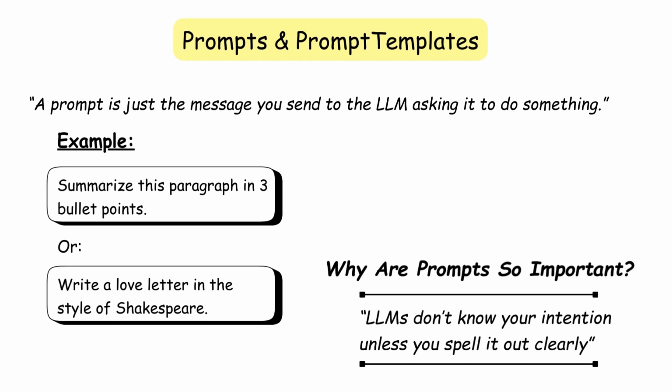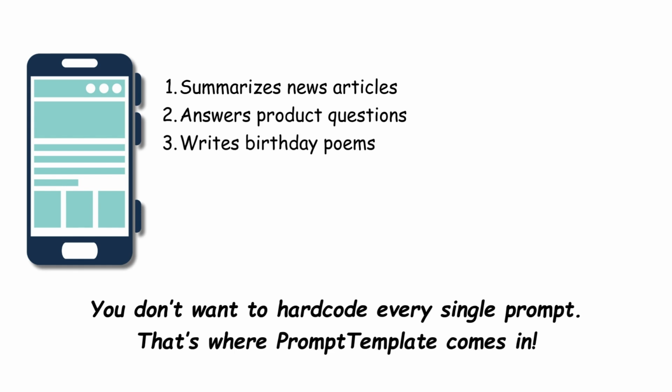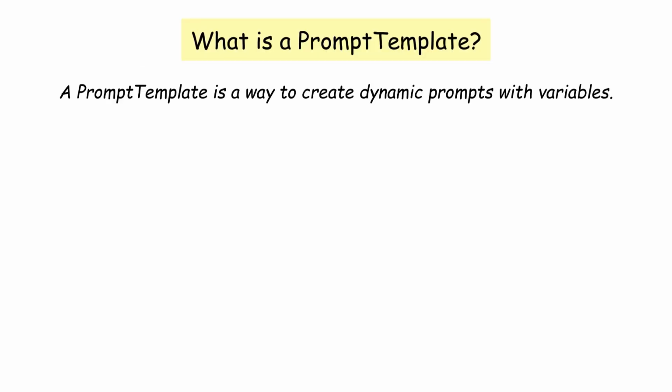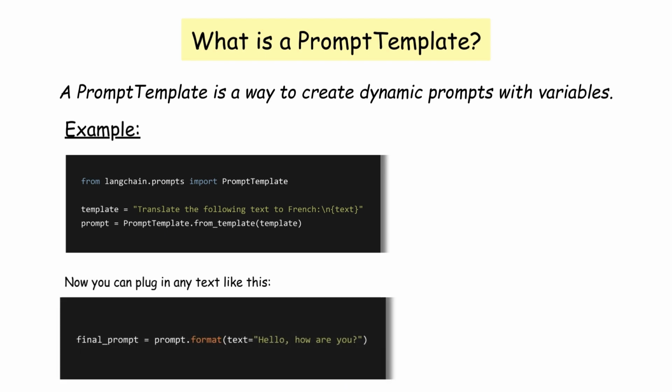Now, in LangChain, there is something we call prompt templates. This is really a powerful tool. Let's say you want to build an app that will summarize news articles, answer product questions, and also write birthday poems. We don't want to hard code every single prompt. So that is where prompt template comes in. But let's take a look at this code. The prompt is saying translate the following text to French. But we are not actually hard coding the text that is meant to be translated. And decide later on to translate different types of text, something like hello, how are you, or my name is. This makes this prompt reusable, dynamic, and also clean.